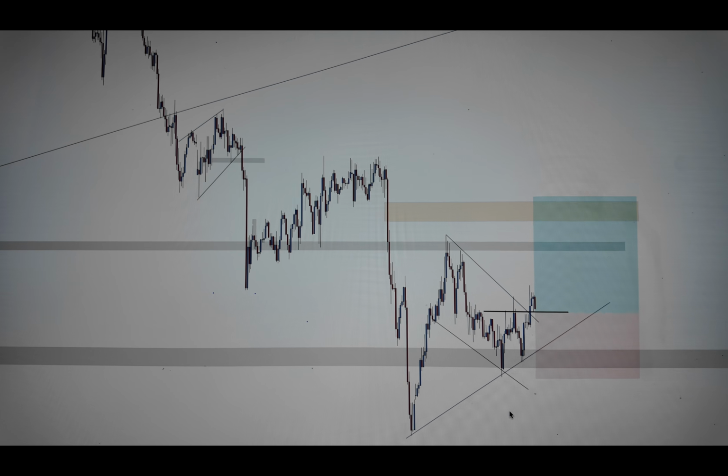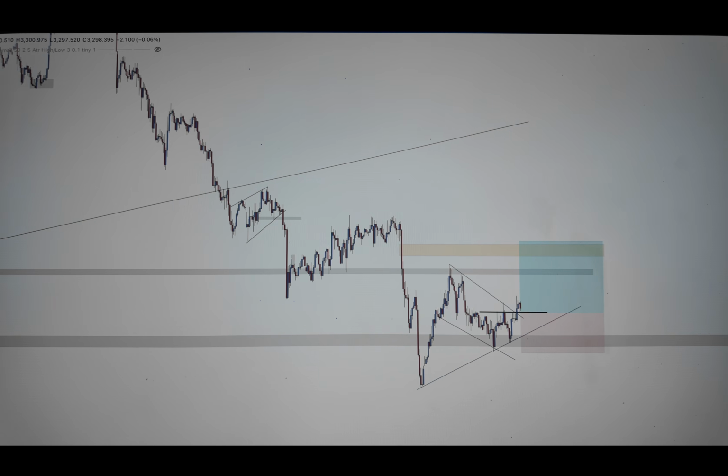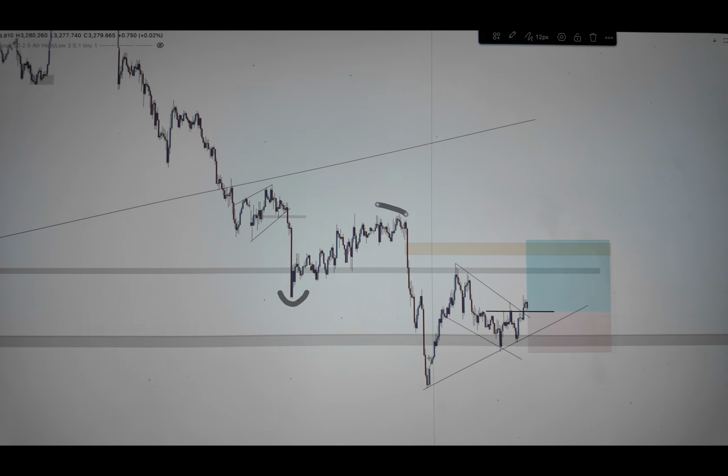Gold is also not looking bad. If you look at the actual trend, we're creating lower lows and lower highs, right?